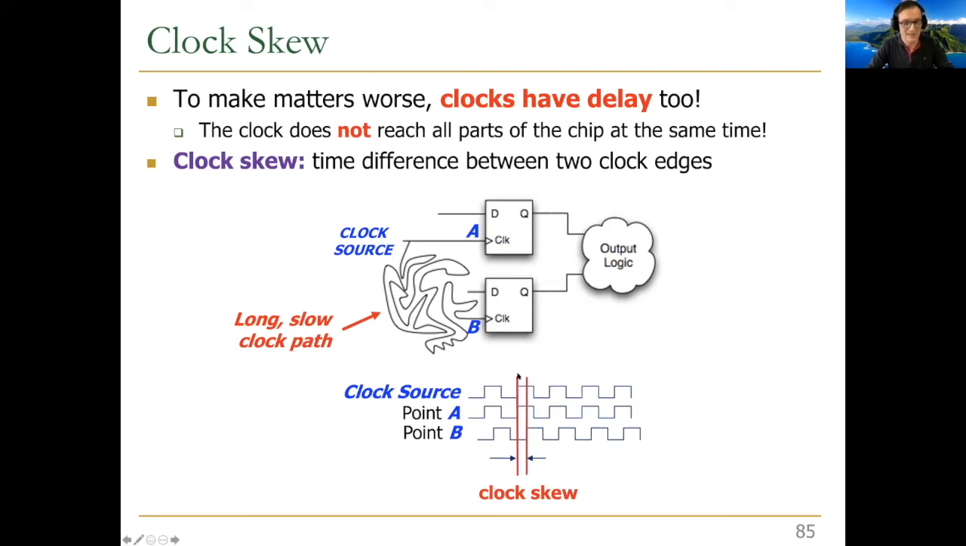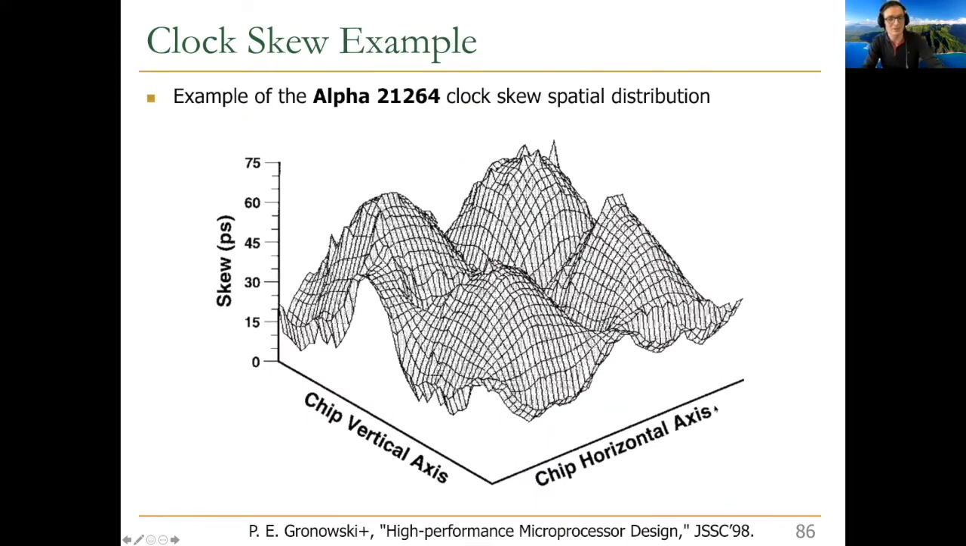So clock doesn't immediately appear at all of the registers at the same time, but there's a skew at which it appears in different registers, at different points. And this is one real example from a real chip. This is Alpha 21264, which was designed in the mid to late 1990s, and this was the fastest processor of its time. You can see there's a distribution of the skew of the clock in terms of the physical location where it goes in the chip. And you can see this spatial distribution of the skew.